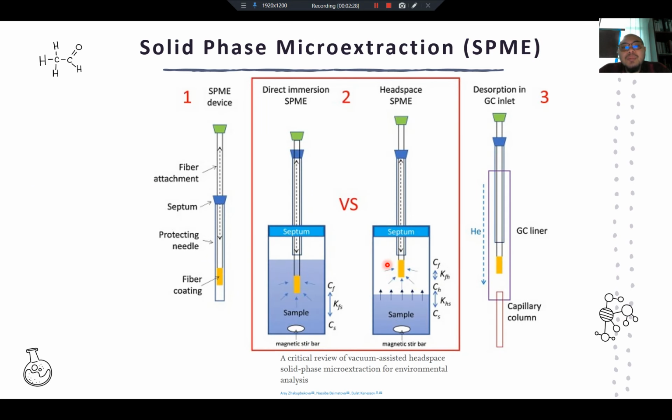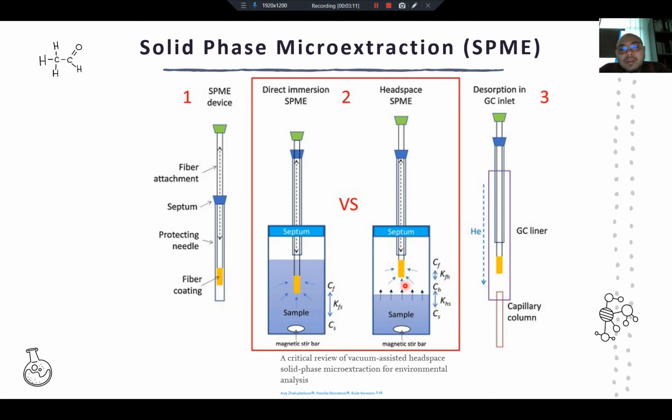So in this picture, again, you have the SPME device. Here you have the fiber coating stored inside this protecting cartridge needle. You can expose it out, and then you can retract it back in. After you have put it inside the container, you can expose it out. Like I said before, you can have two versions of the SPME style. You can perform the direct immersion, or you can perform the headspace version, depending on what kind of situation you want to approach.